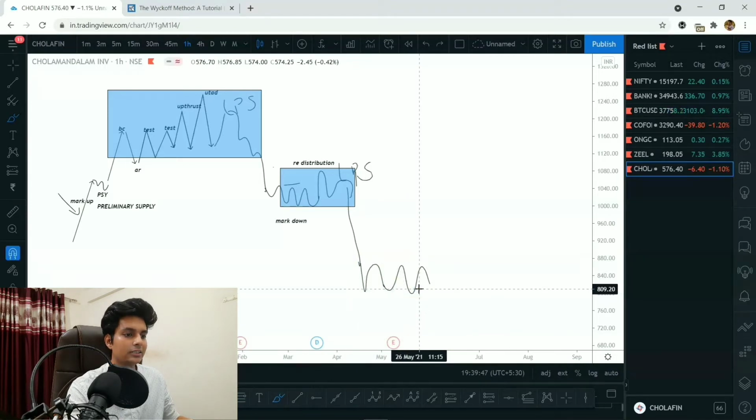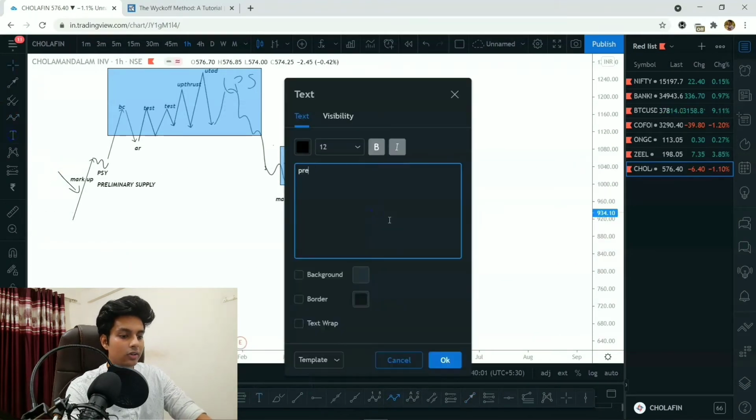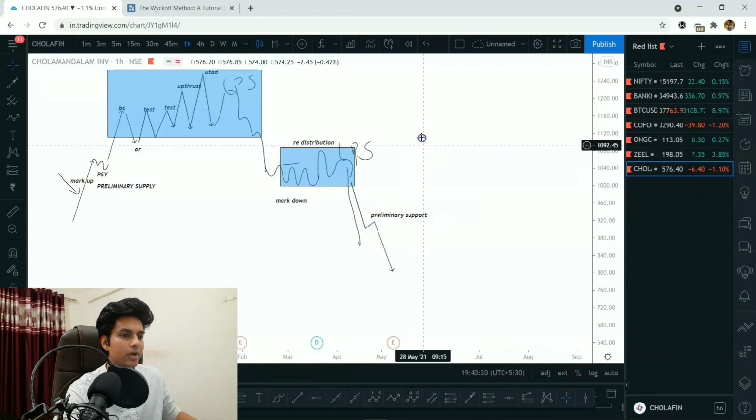Now there is something else that's happening here. As the prices move down, you will see a small retracement again, and this is what Wyckoff calls preliminary support. So this is where the institutions are buying. This is where the institutions were selling. This is where the institutions are buying.